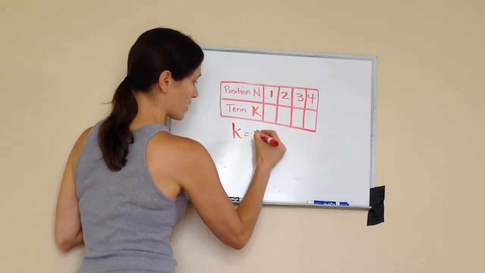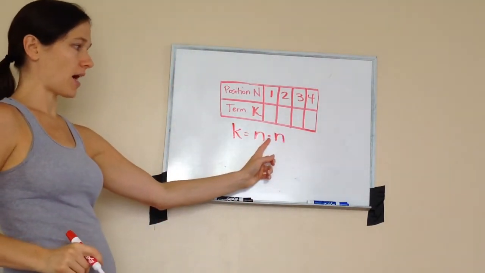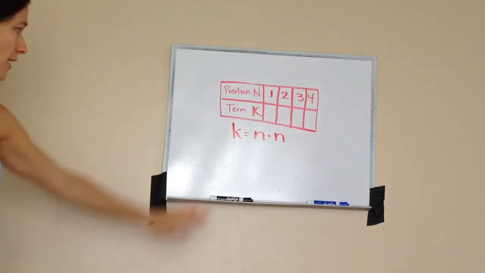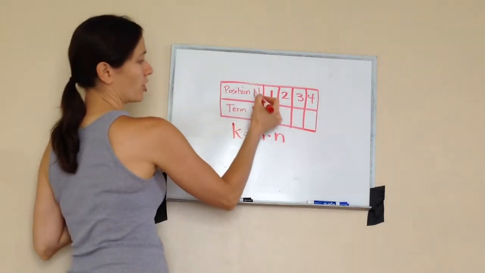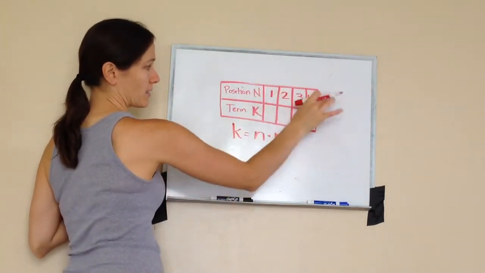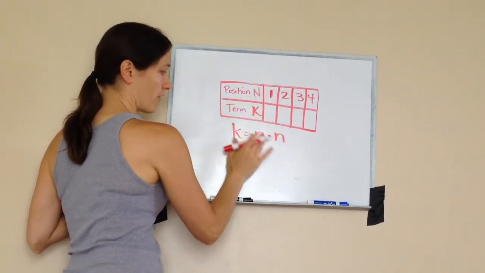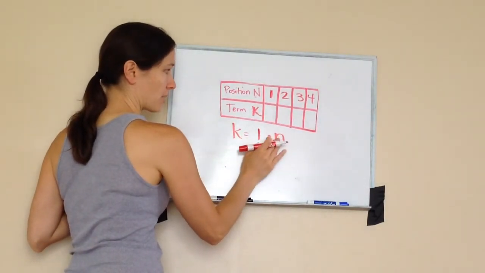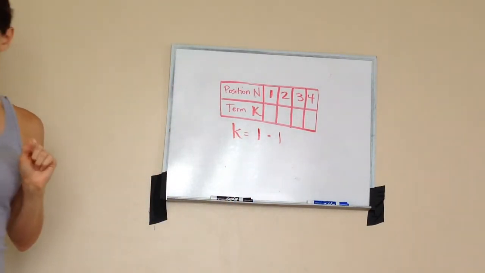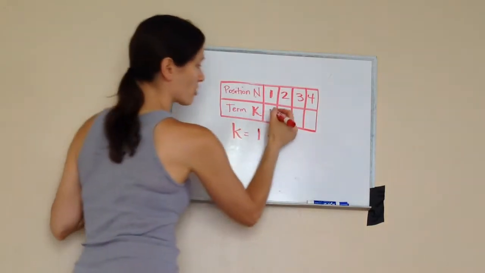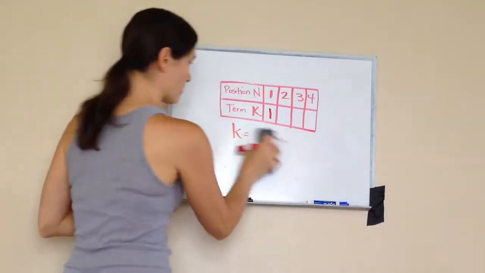K equals N times N. And now remember that dot means times. It's not down here as a decimal. Okay? K equals N times N. Alright? And so we're going to use our N's. These are all our N's. So we're going to use our first N. Our first N is a 1. So if I were to put a 1 here, and this N I'm going to put a 1, what would my K equal? 1. Right. So I'm just going to fill in the answer in my K slots. See how that works?